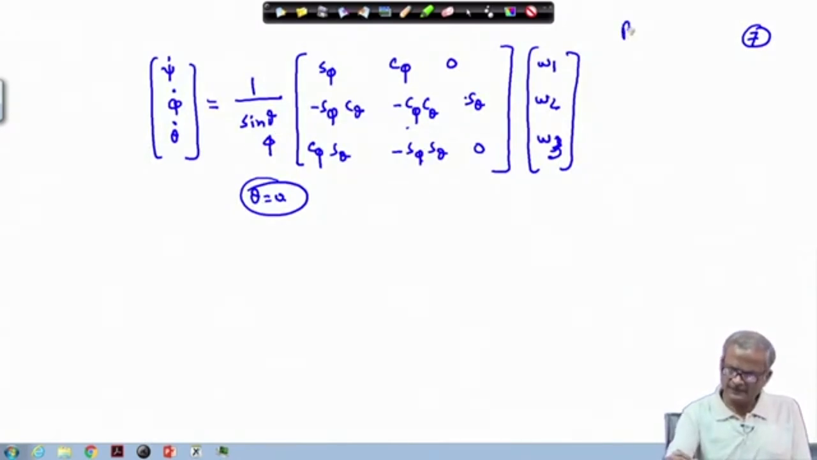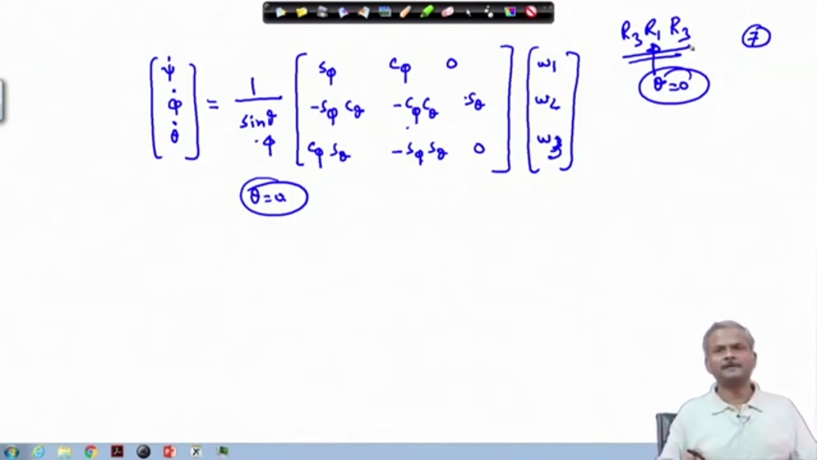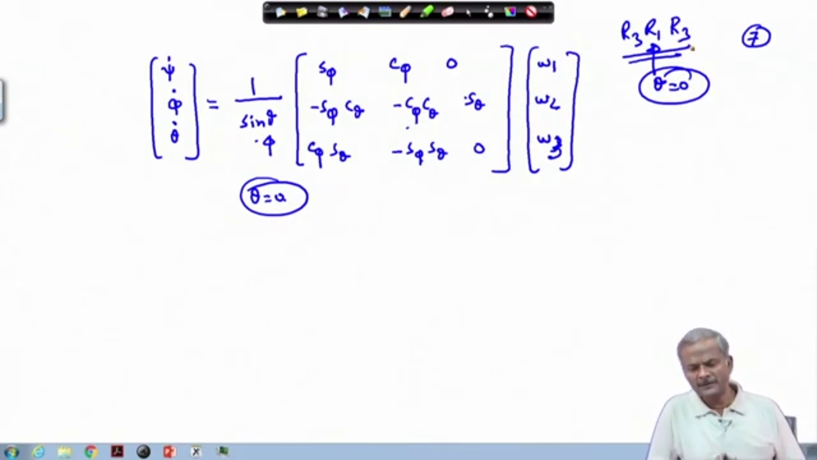In this R 3, R 1, R 3 rotation, if the middle one pertains to the theta rotation and happens to be 0, we get trouble in this place. Therefore, whenever you are dealing with a system and trying to use this kind of R 3, R 1, R 3 rotation, you should be careful if R 1 happens to be a small rotation. So, you should avoid this.